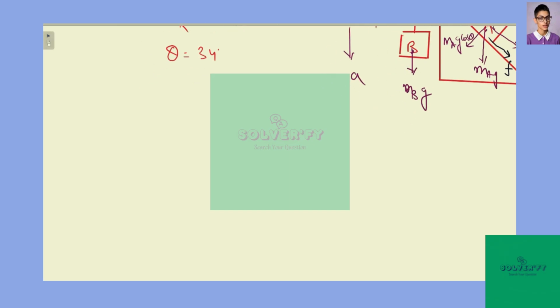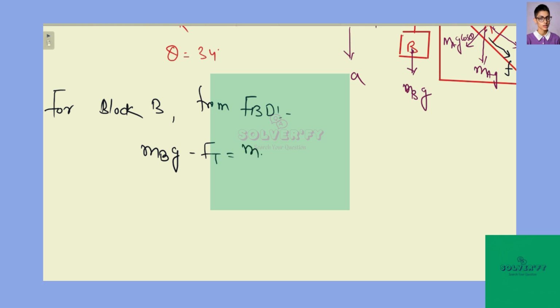So first of all, I am going for block B. From the FBD, that is the free body diagram, it can be written as weight mb g minus tension force equals net force, that is mass into acceleration. From here we get the value of tension force, that is ft equals mb into g minus a. Let this be our equation first.